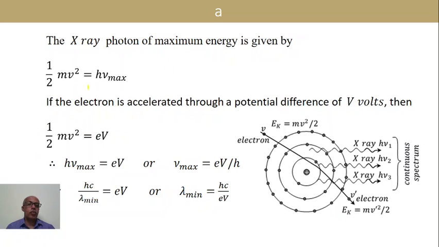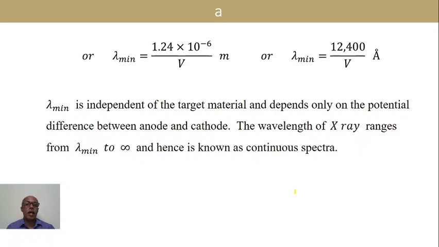But half mv square is equal to h nu max, therefore h nu max is equal to eV, or nu max is equal to eV by h. Also, nu is equal to c by lambda. Therefore, hc by lambda minimum, since if nu is maximum then lambda will be minimum, is equal to eV, or lambda minimum is equal to hc by eV, where h is Planck's constant, c is the speed of light, e is the charge of the electron, and V is the potential difference between the cathode and the anode.